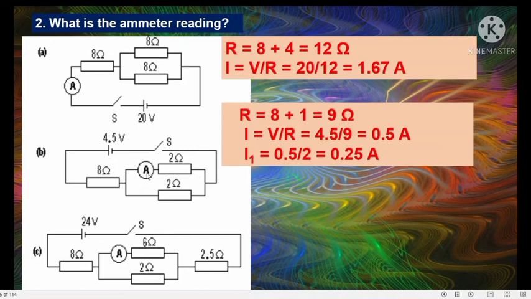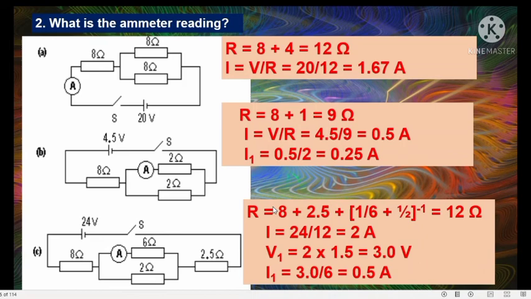And then I1 equals 0.5 divided by 2. Because just now we get 0.5 ampere for the whole circuit. So we get 0.5 divided by 2, so 0.25 ampere. Why we divide by 2? Because this one is identical resistor. Same resistance, thus the current also same. So 0.25 ampere for current for resistor 2 ohm. Okay, this one 0.25 ampere, this one also 0.25 ampere.